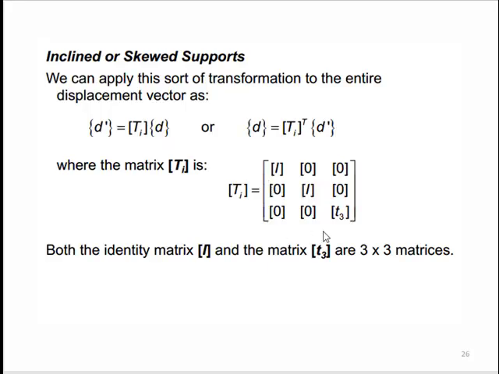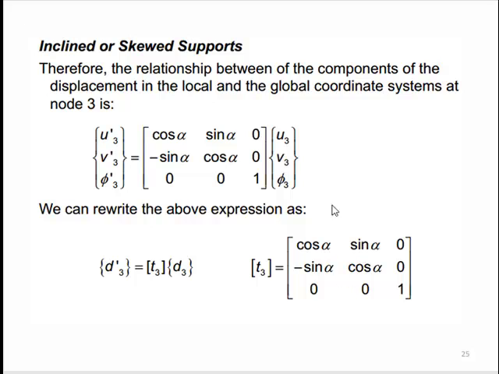Now, how have we constructed this matrix? These identity matrices and this T3 matrix are 3 by 3 matrices, and as we do not have any skew or inclined support at node number 1 and node number 2, we do not require any transformation at these nodes. That's why we just put identity matrices here and here. At node number 3 we have a skew support, so we need transformation. So we put the T3 matrix at node number 3, and we have already seen that the composition of the T3 matrix will be like this.